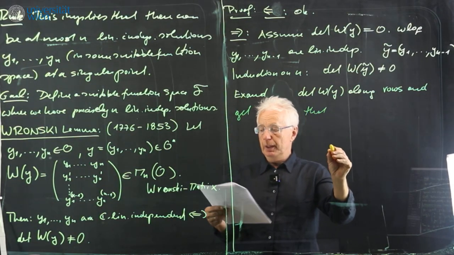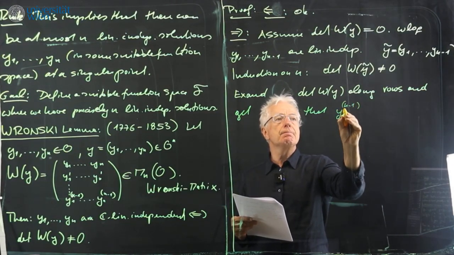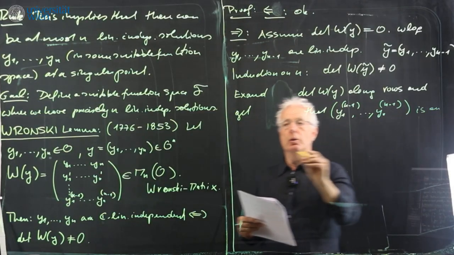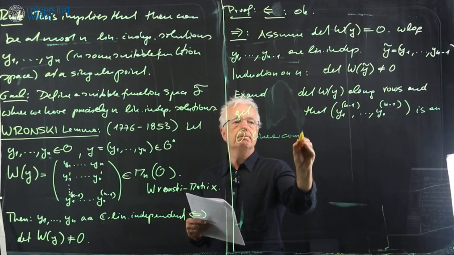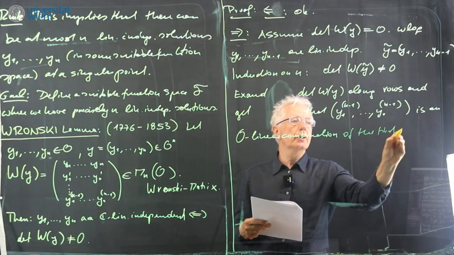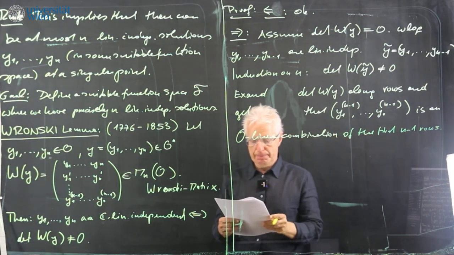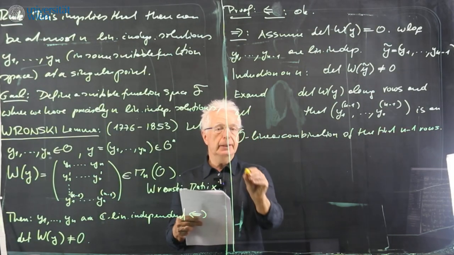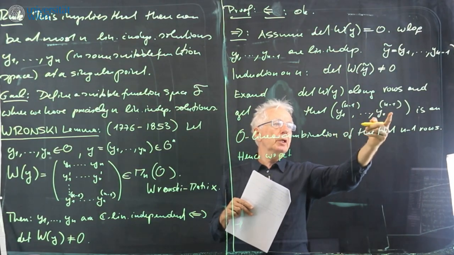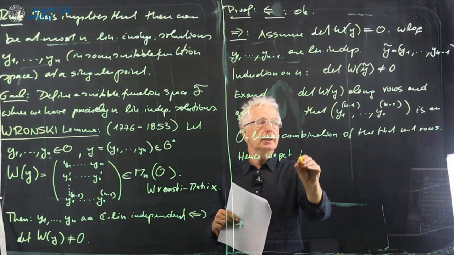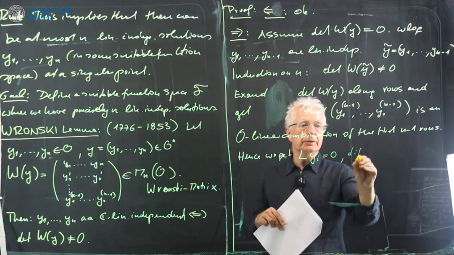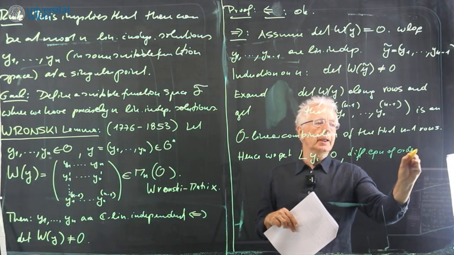that the last row, y1 to the n minus 1 up to yn to the n minus 1, is an O-linear combination of the first n minus 1 rows. Hence, as we have here order n minus 1, we get a differential equation. We get L(yi) equals 0 for all yi, a differential equation of order n minus 1.